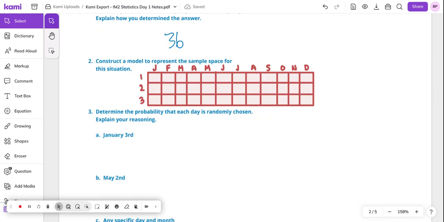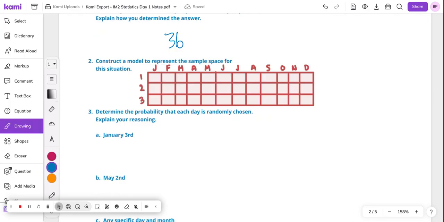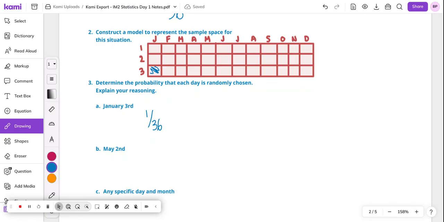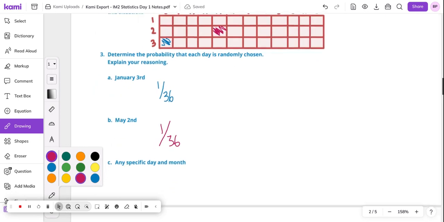So think about reaching into a bag and pulling out a date. Well, January 3rd, that is this day right here. Okay, and that happens 1 out of 36 possibilities. So that's the probability of January 3rd. May 2nd, that is this guy, January, February, March, April, May. That's going to be this guy right here. Okay, that also happens 1 out of the 36 possibilities.